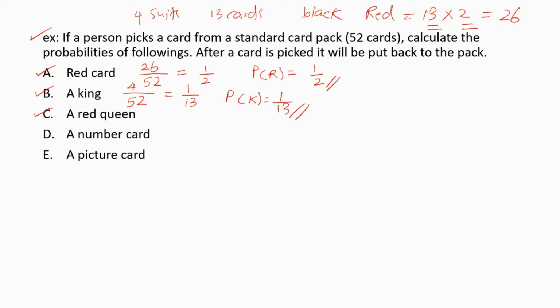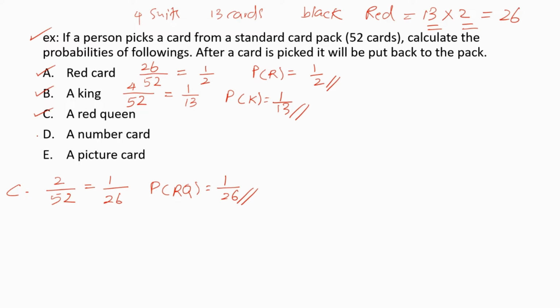Option C, a red queen. Let's do it here. So, red queen, there are 52 cards. There are 4 suits and 2 of them are red. So, there will be 2 red queens. This is the probability. We can simplify this to 1 over 26. So probability of picking, let's say, a red queen equals 1 over 26.